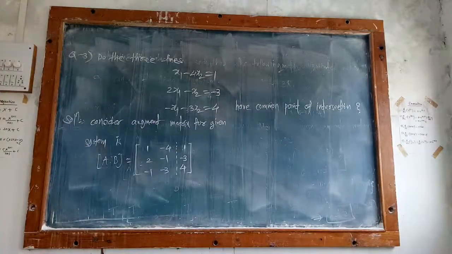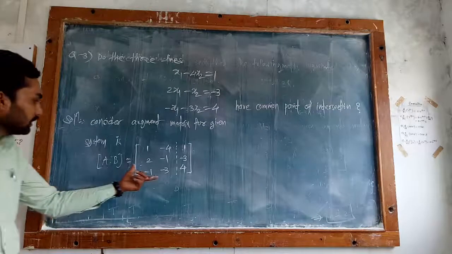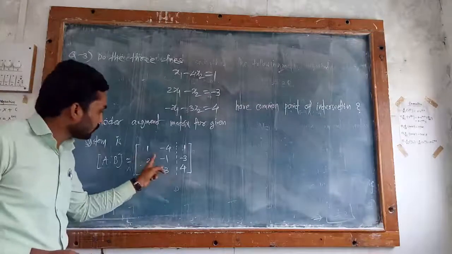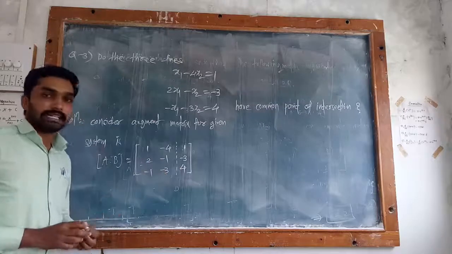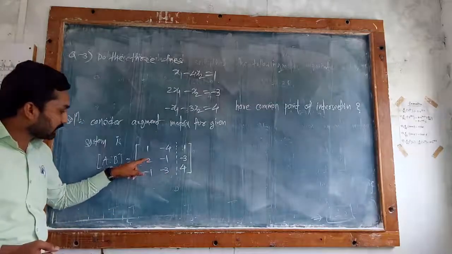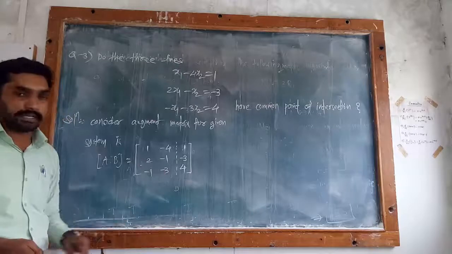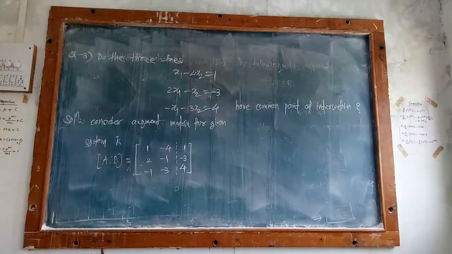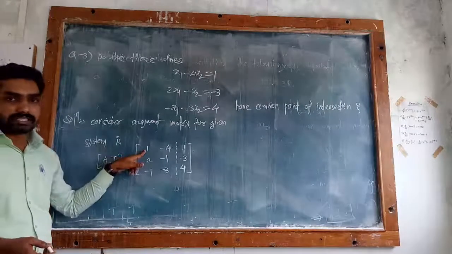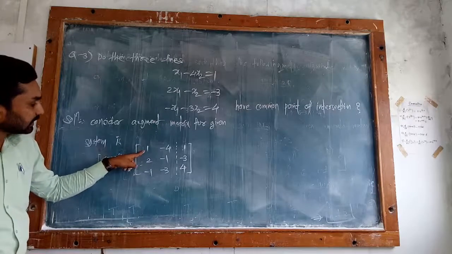Okay. Now we have to check that these three equations have a common point of intersection. That means we have to reduce this augmented matrix AB into an upper triangular matrix. That means we have to make these three entries 0, and we have to make all diagonal entries 1. Okay. So first, we have to make the first element, that is A1 1 element, 1. This already is 1.